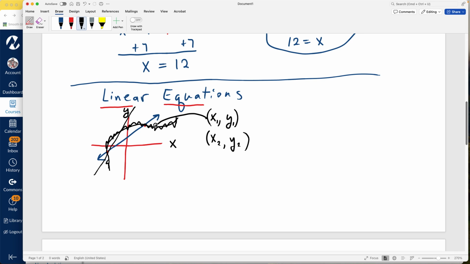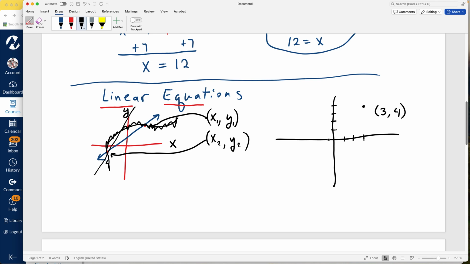They would be these points. So I could call one of these points x2, y2, the other one x1, y1. So let's look at a specific example. 1, 2, 3, 1, 2, 3, 4. I'll put a point here, and this is the point. X always comes first, followed by y.